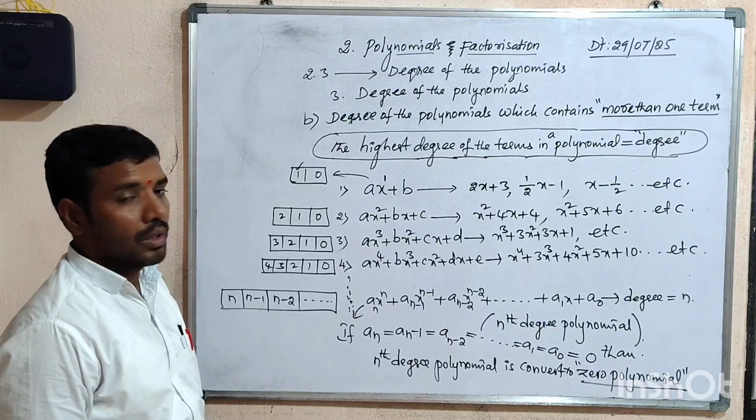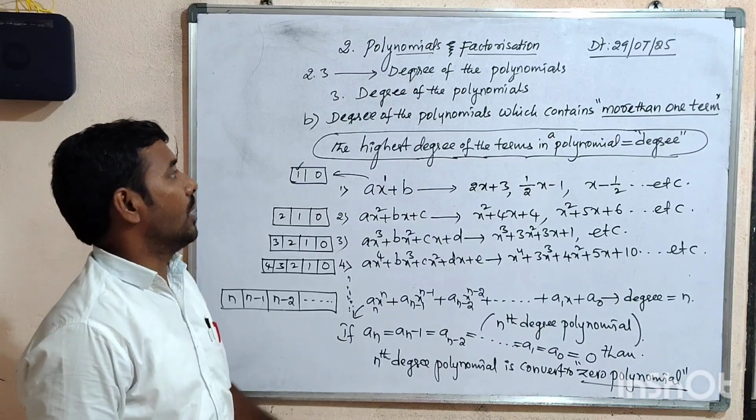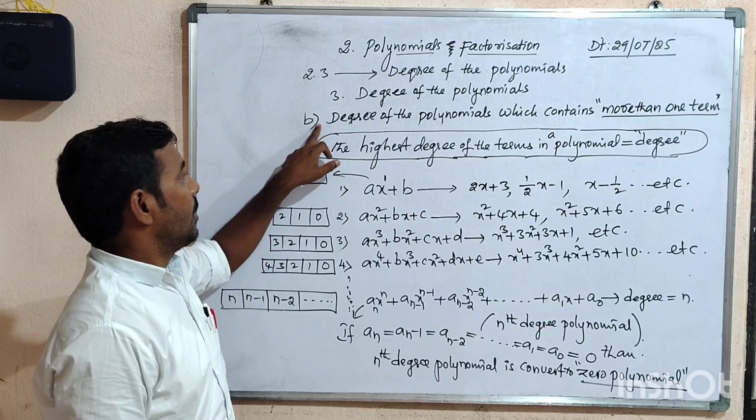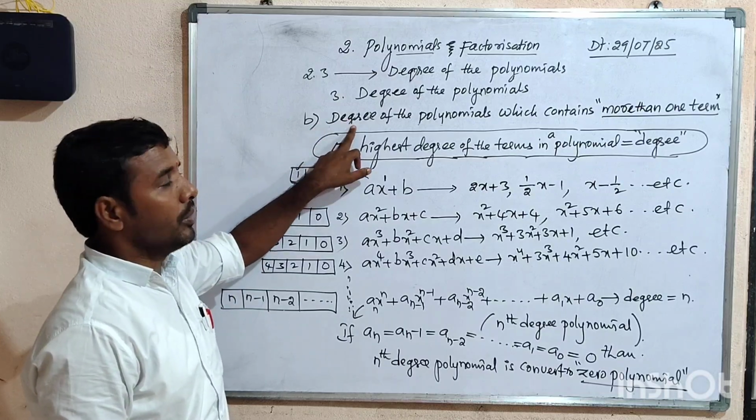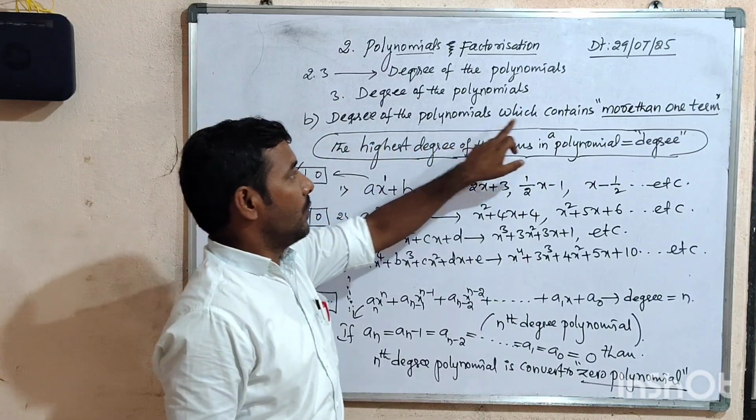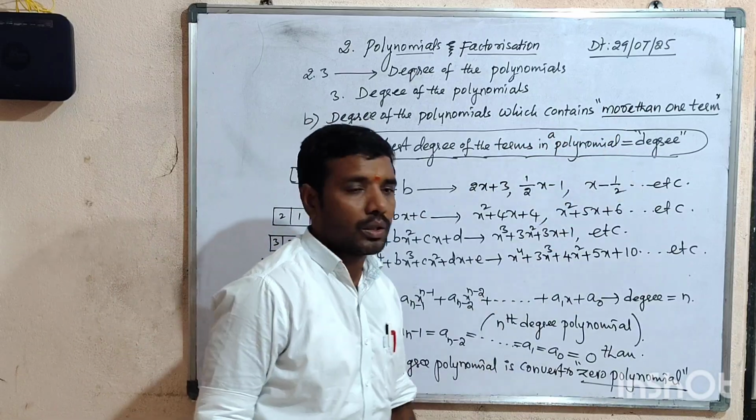I think you got a clear idea about the title B. What is the title name? Degree of the polynomial which contains more than one term.